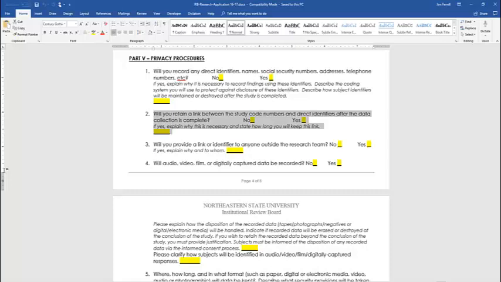A prime example of this is in pre-post studies, where as a quantitative study you're looking at pre-post data. You would need to keep some kind of identifier code sheet. If you say that you're going to assign codes to people on the pre-test, you would need to keep that code list so that you can match them up on the post-test in order to do the study.